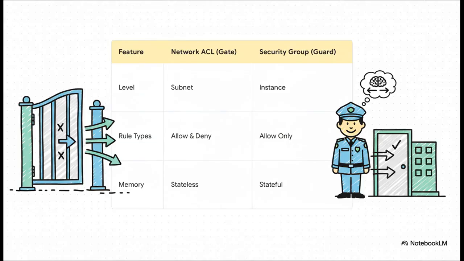Okay, let's just put these two side by side to make it crystal clear. The Network ACL is the campus gate. It's broad, works at the subnet level, uses both allow and deny rules, and it's stateless. It doesn't remember anything. The security group is the building guard. It's granular, works at the instance level, uses only allow rules, and it's stateful. It remembers who's coming and going. You really need both for a complete security setup.